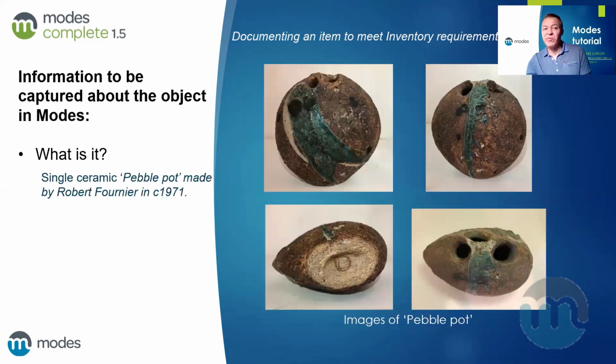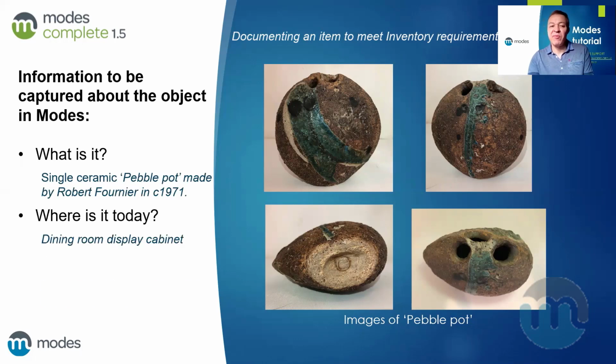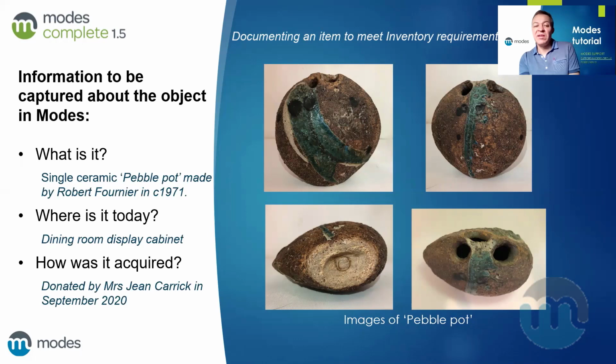So when we're recording what it is, we might know the name, in this case, of the artist or ceramicist is Robert Fournier, and when it was made. We might know a bit more information about where it's located and indeed who it was acquired from and how.